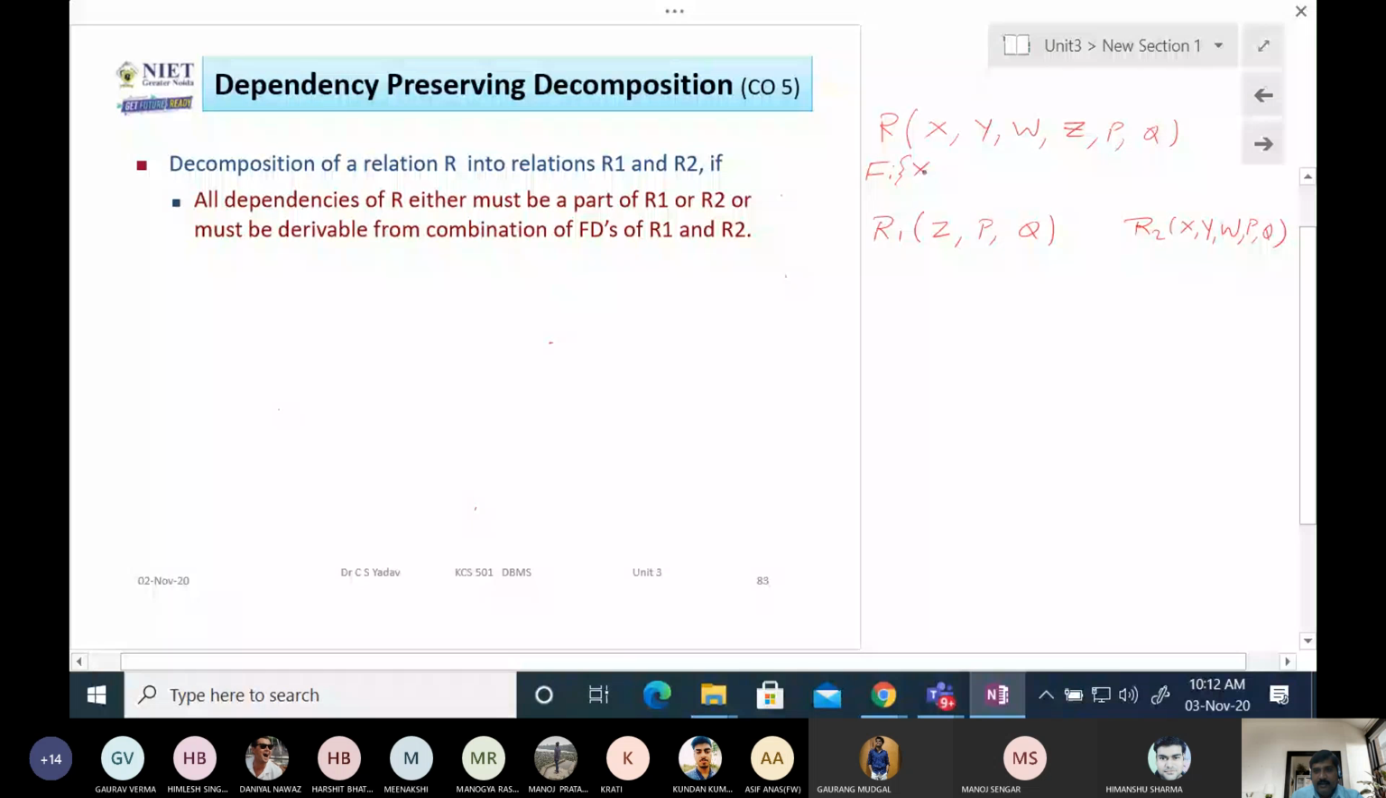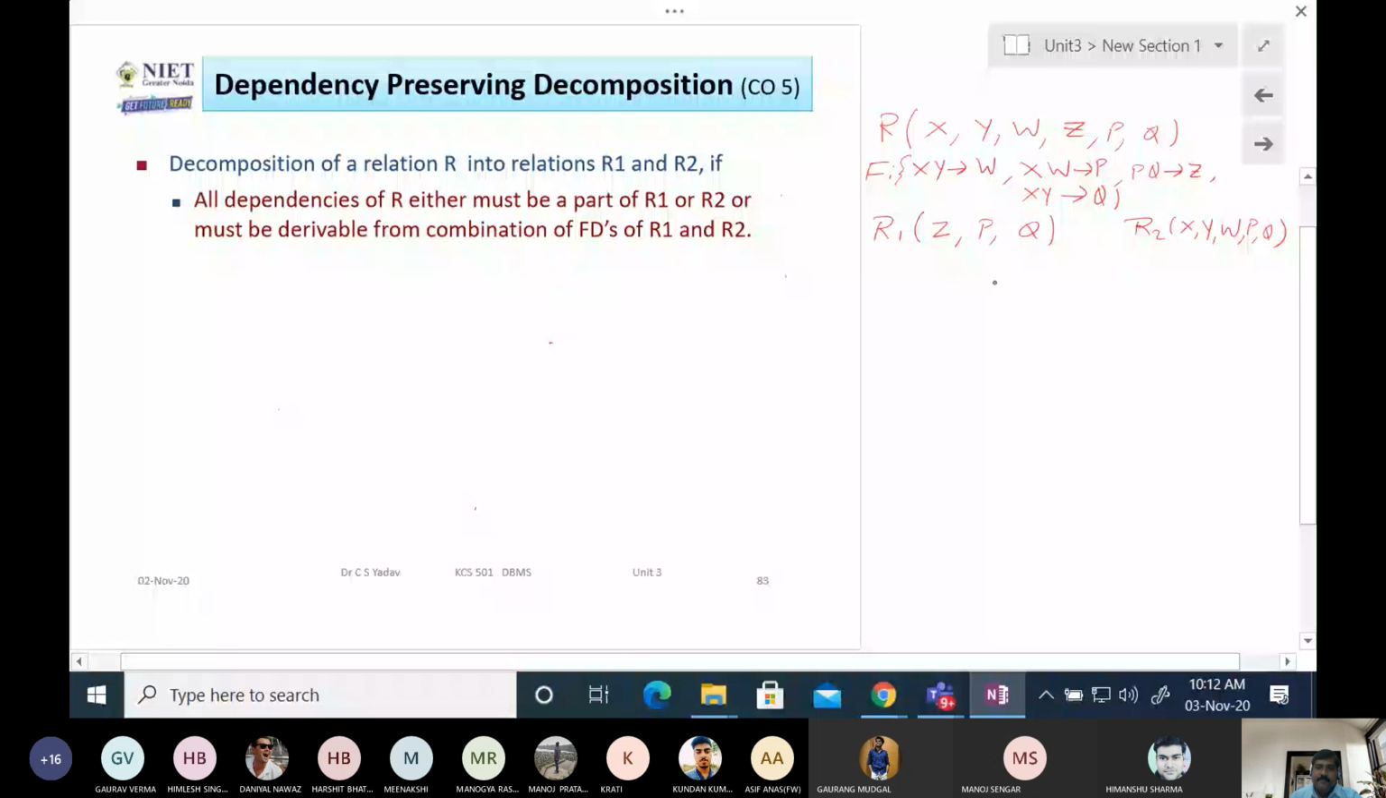XY determines W, then XW determines P, and then PQ determines Z, and XY determines Q. Now we will check whether this decomposition is a lossless join decomposition or not.